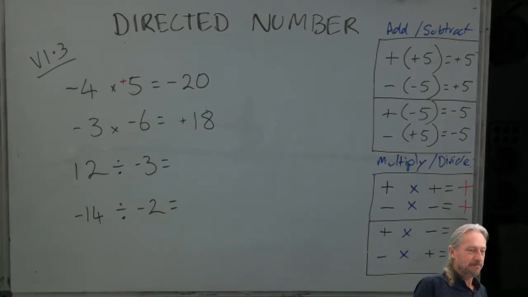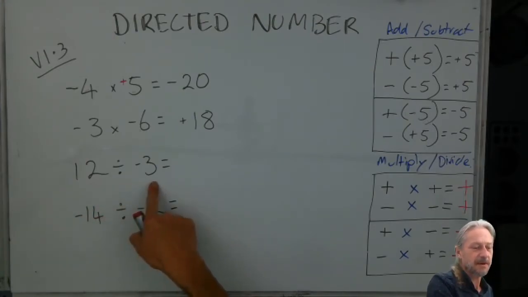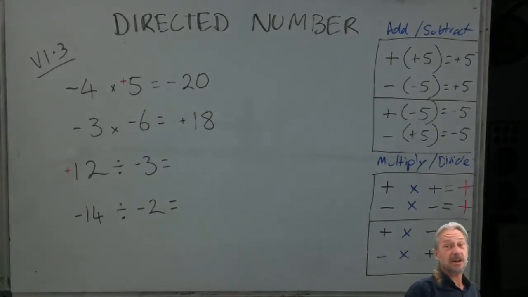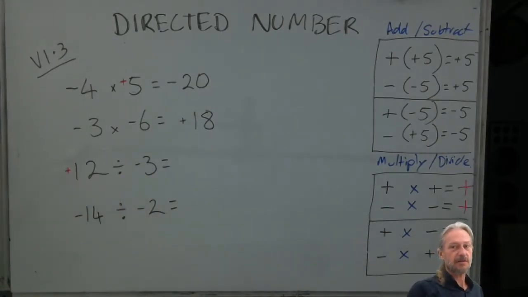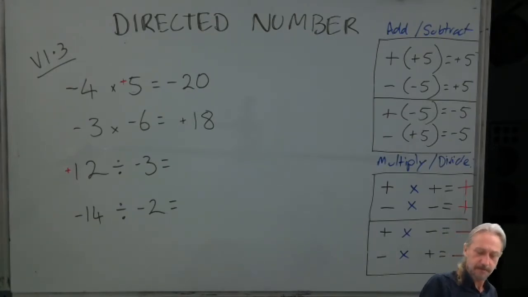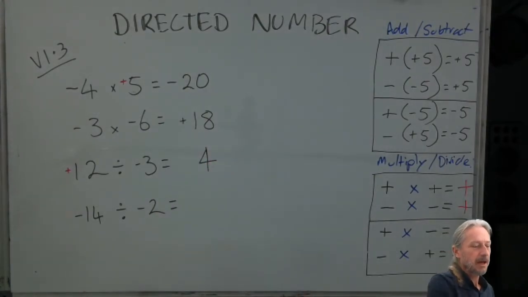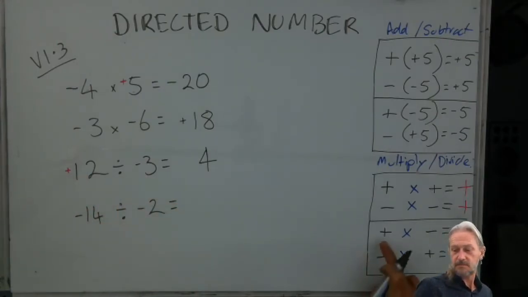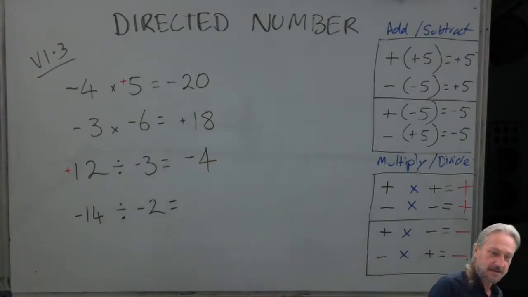Okay, here again, we've got 12 divided by -3. So this 12 is a sneaky positive, and we haven't written it in because we just need you to assume that numbers that don't have a sign are positive. So 12 divided by 3 is 4. I can do that in my head. And we've got a positive divided by a negative, positive and negative. So our final answer is negative.